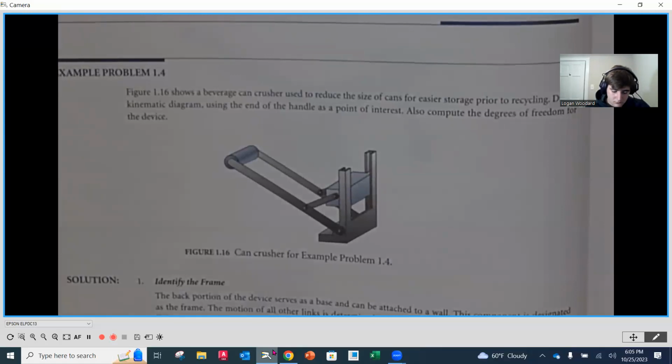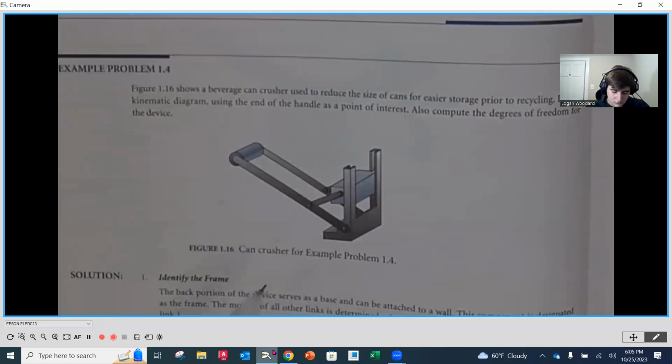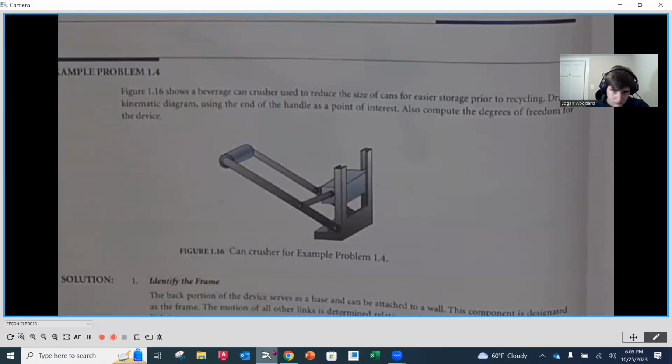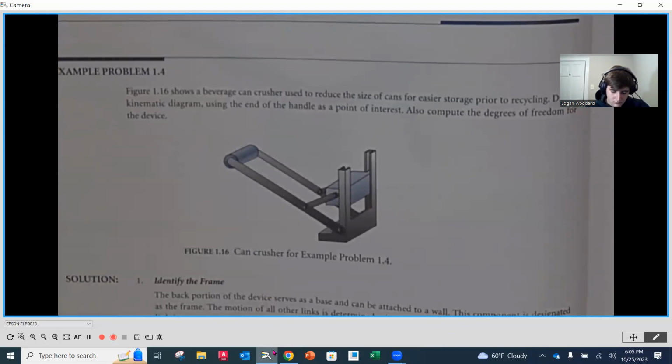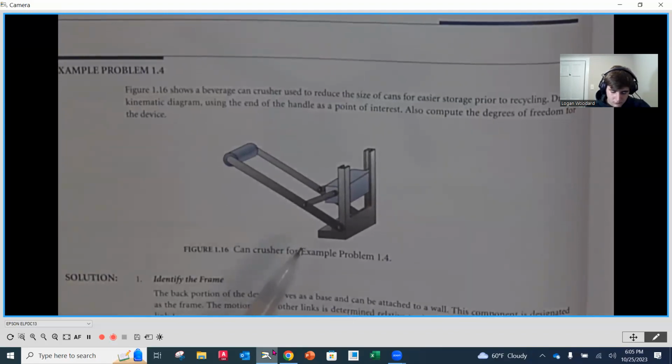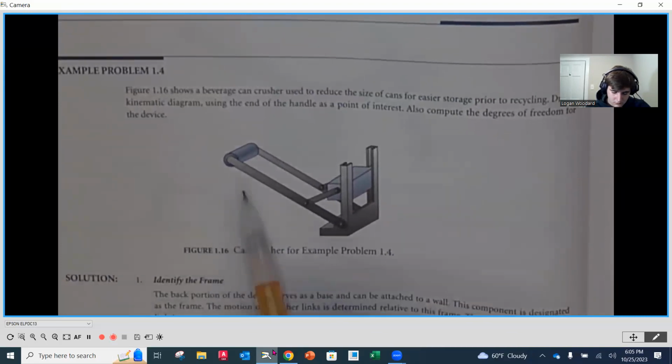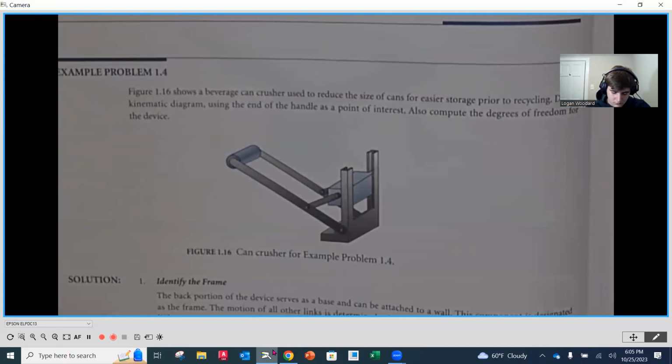What we would do is, yes, it's got a 3D element to it, but we would look straight on, like a front view of what that mechanism looks like. So my line of sight is going to be right here, looking at it in that view. You'll notice here that to operate this can crusher, we're going to take that lever and just pull it down, right? So how many degrees of freedom is that?